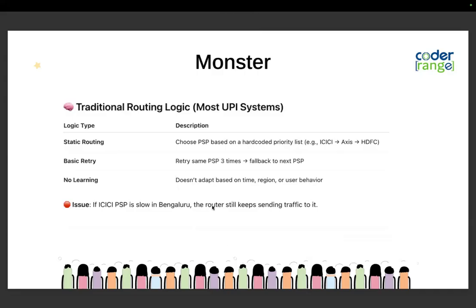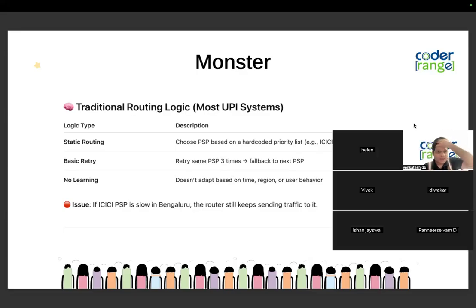So when I compare now, traditional routing logic, static routing was an issue. That's why they were hard coding. That's why they use basic retry 3 times. They fall back next time after that and don't adapt based on time or region. Google has adapted based on region. If it is Hyderabad, it's a Hyderabad region. If it is Bangalore, it's a Bangalore region. So region based also they did. If suppose Bangalore is slow, then the router will still keep sending traffic to it, because that is the issue here still.